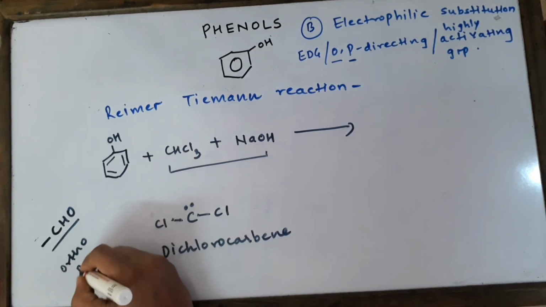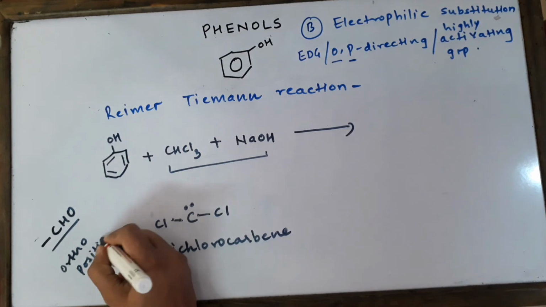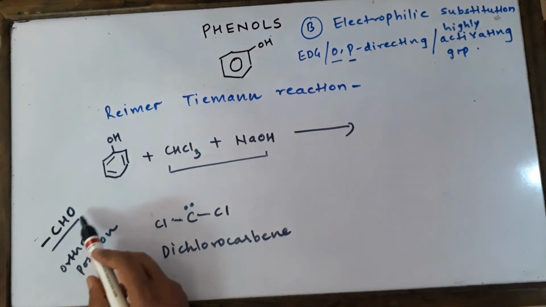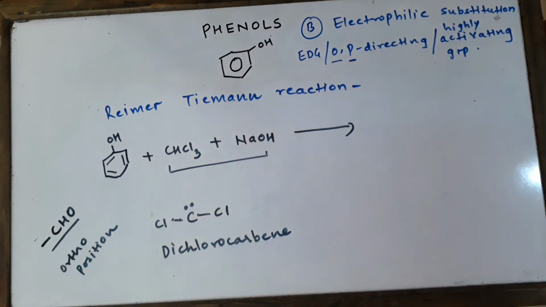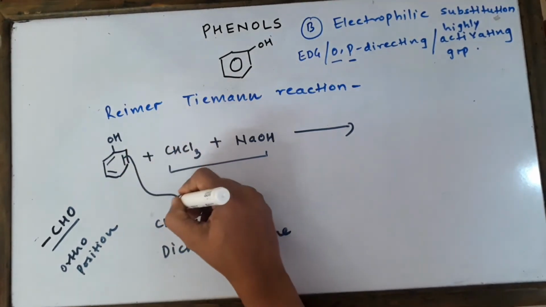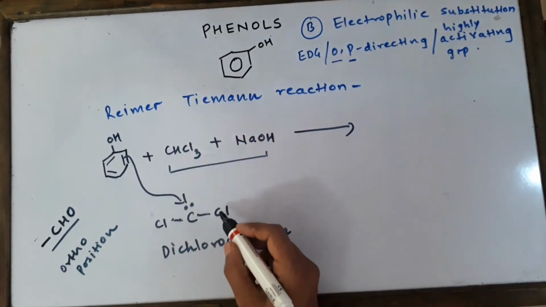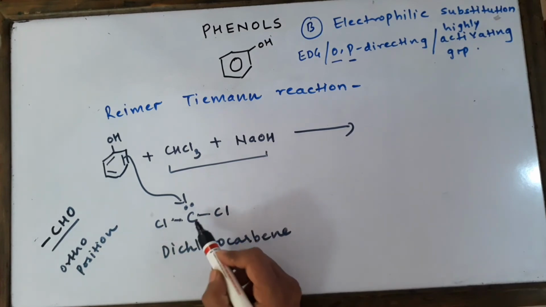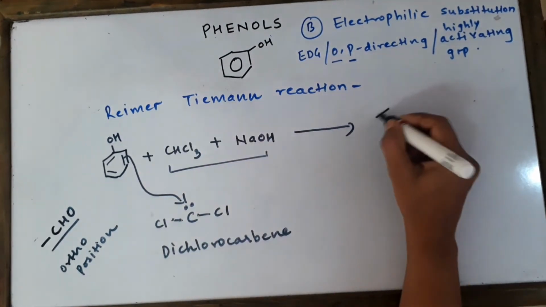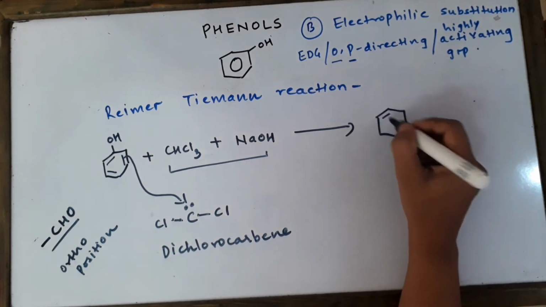What did you write for the previous Kolbe's reaction? You wrote that the carboxylic group gets introduced at ortho position, and in Riemer-Tiemann reaction the formyl group gets introduced at ortho position. Now what happens here? Ortho attack you can show. Alright. Now here there is nothing to go out because this species is already electron deficient. So it will just make one bond and H plus will come out from here. So you will be getting this product.